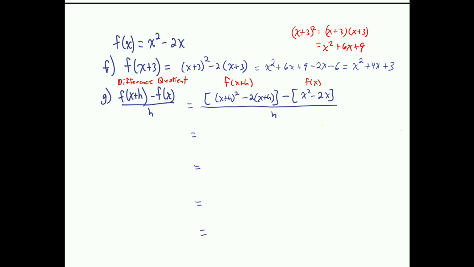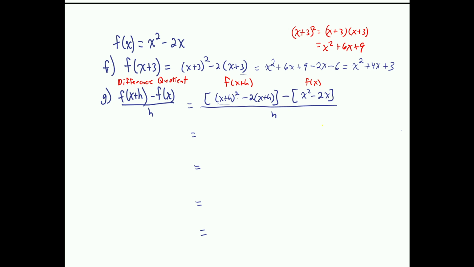One of the reasons we go back and look at this chapter is to think about the difference quotient. The difference quotient is what you get when you do f of x plus h minus f of x over h. So f of x plus h is going to be kind of like we did with the f of x plus 3. We're going to plug in x plus h wherever we have an x up in the f of x. So we'll get x plus h squared minus 2 times x plus h. So that's the f of x plus h. We're going to subtract off f of x, which is just x squared minus 2x. And then we're going to divide all that by h.